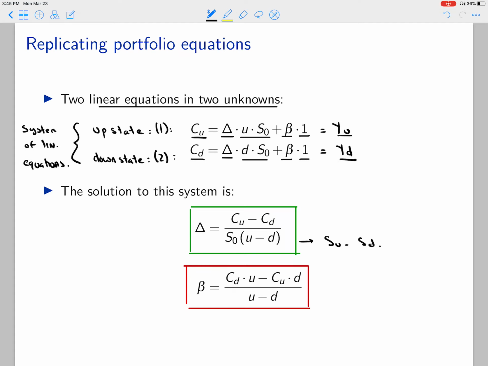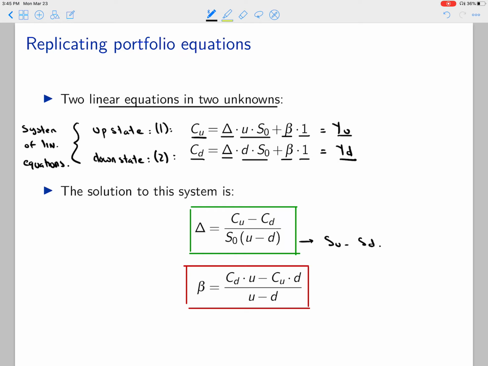It's just saying that delta times something plus beta times something is C sub u, and C sub d is equal to delta times something plus beta times something. And the two things we want to solve for are delta and beta. Okay, we can derive this solution as follows. I actually like to derive this to answer most of the questions because I think it's more intuitive. If we want to solve this system of two linear equations and two unknowns, we just do the conventional method we use in sixth grade. We just add and subtract different equations from one another and isolate the variables.